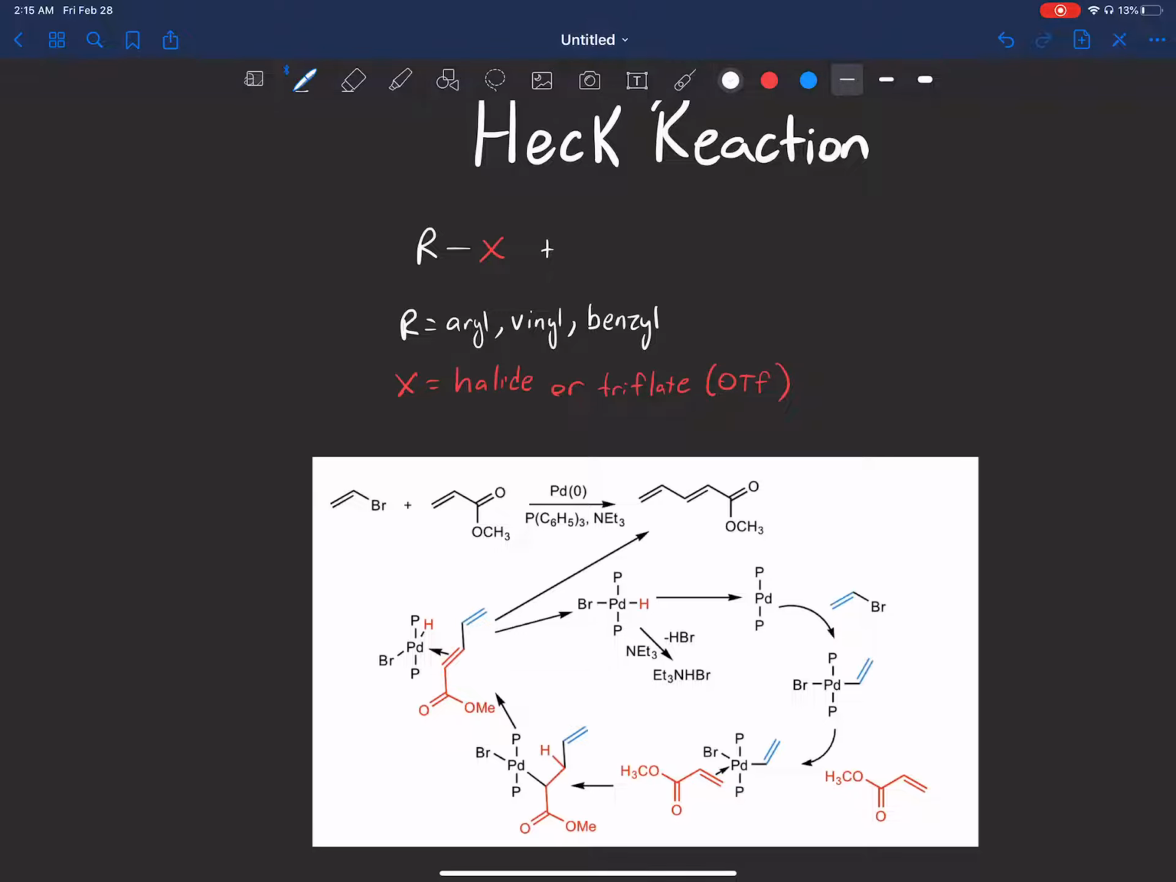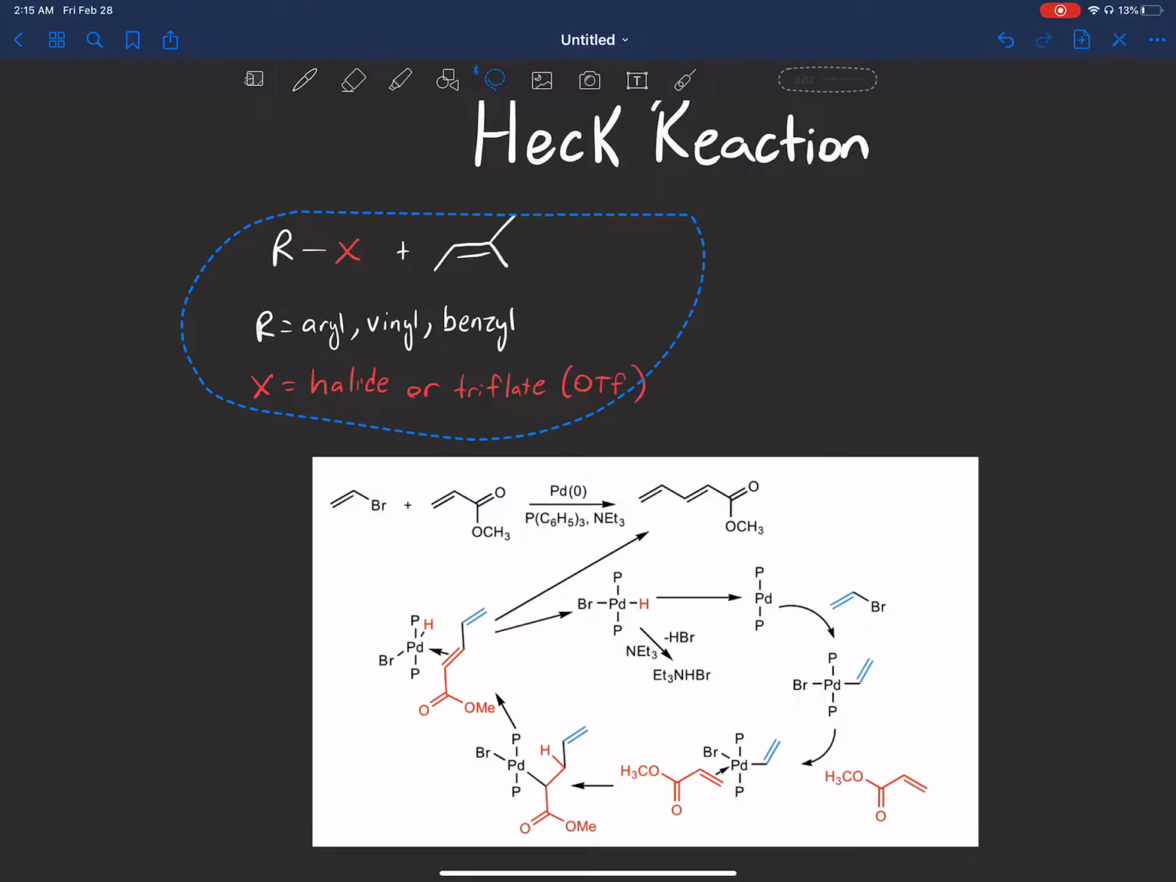So what's going to happen here is I'm going to draw a double bond, an alkene. That's primarily what's used in the Heck reaction, a double bond, or an alkene. So these are our reagents on the left side. Make some room. And now our arrow.